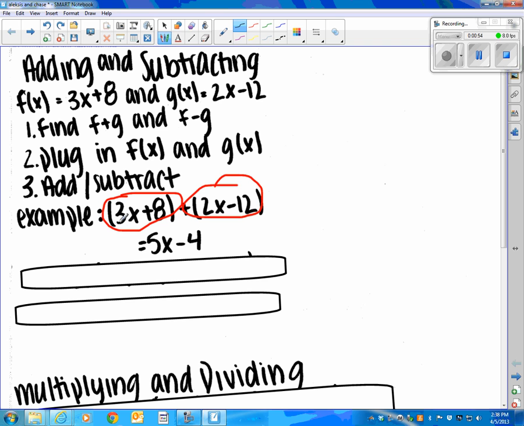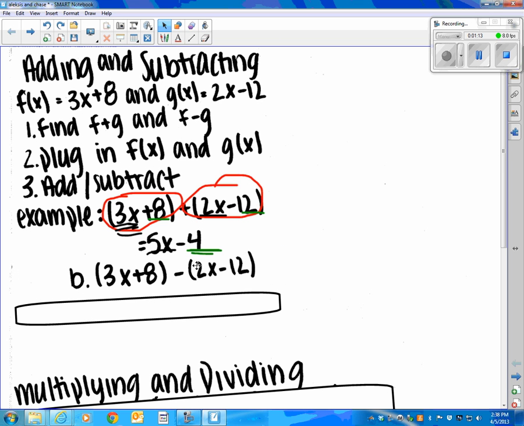What you've got to know is you've got to take like terms and put them together. That means that it's pretty straightforward. You're probably not going to have much trouble with this. It's going to be the multiplying and dividing. If you have trouble with anything, that is definitely going to be what you have trouble with.